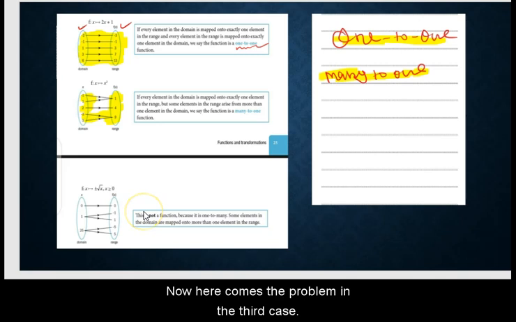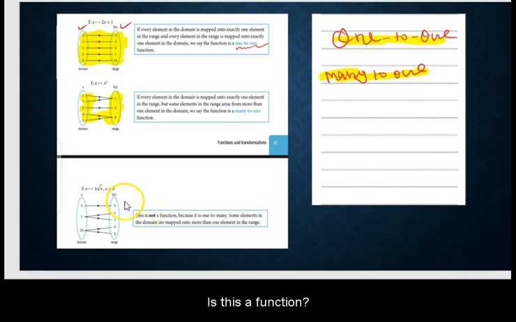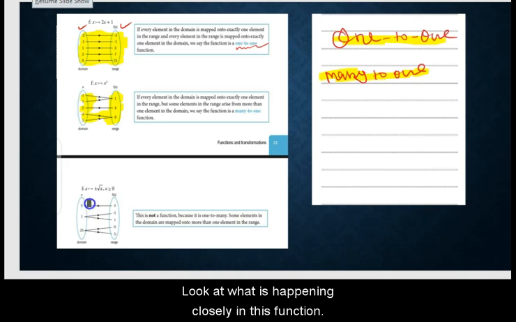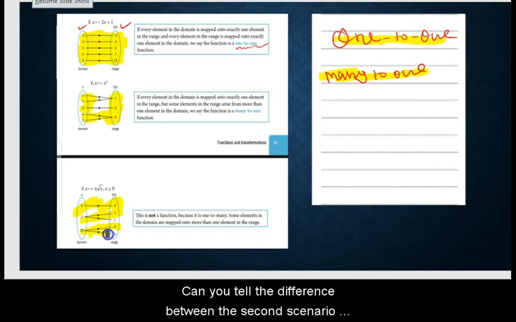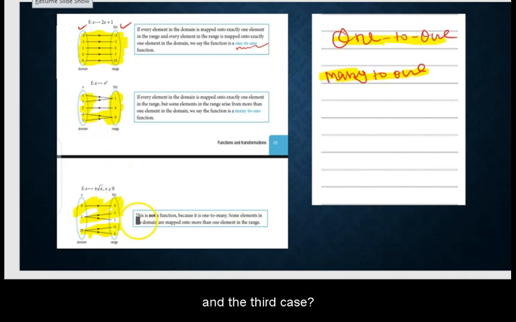Now here comes the problem in the third case. Is this a function? Of course not, this is not a function. Why is that not a function? Look at it closely. Look at what is happening in this function. Can you tell the difference between the second scenario and the third case?